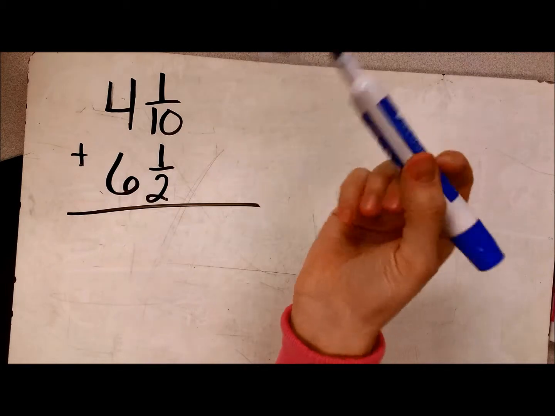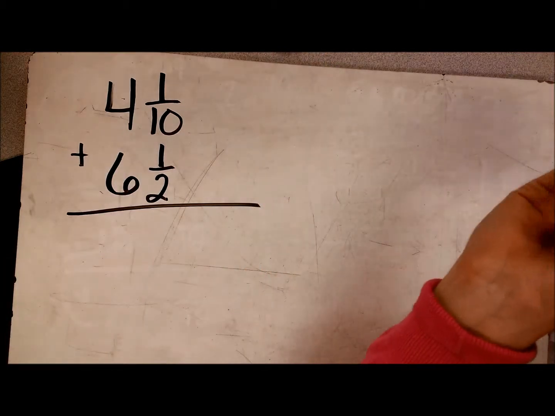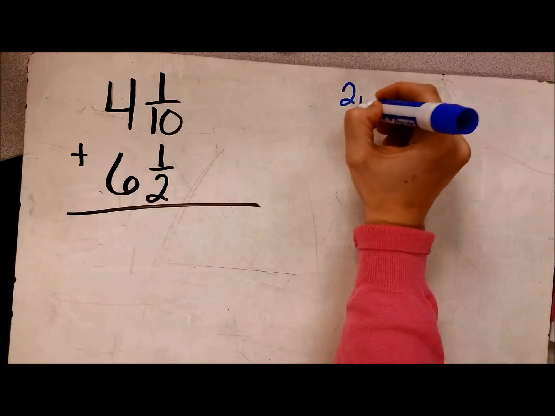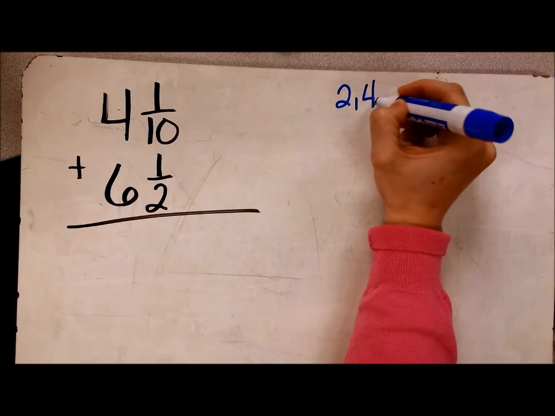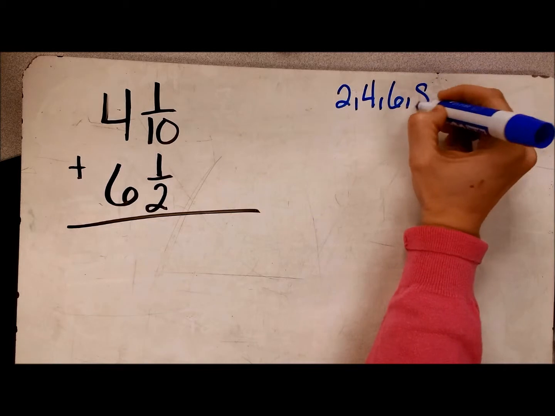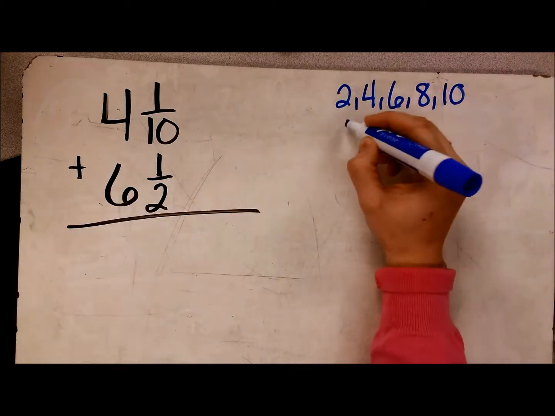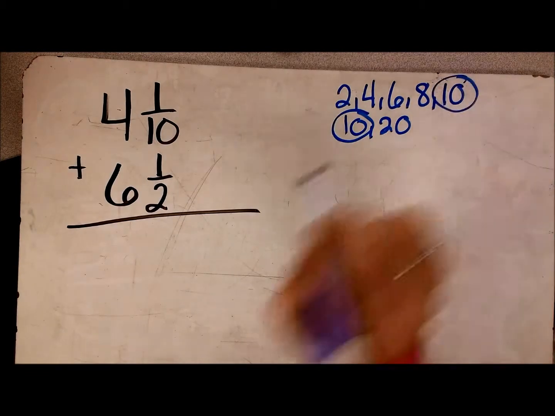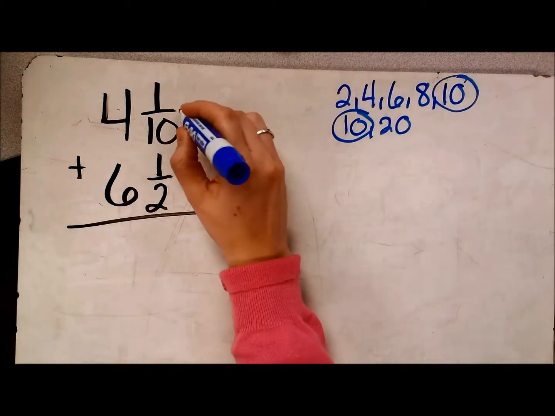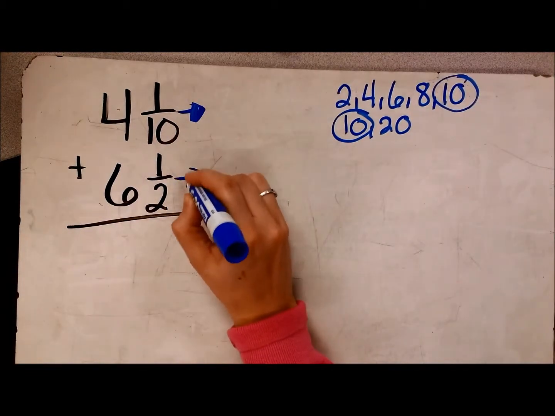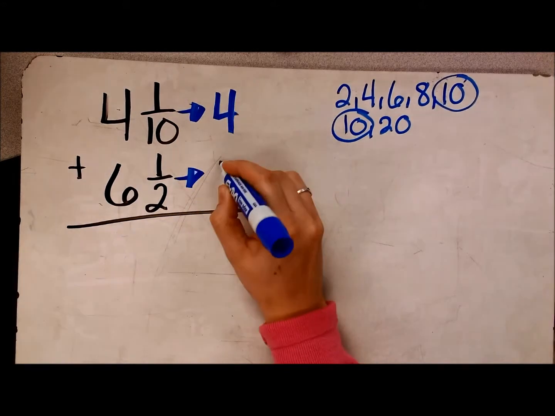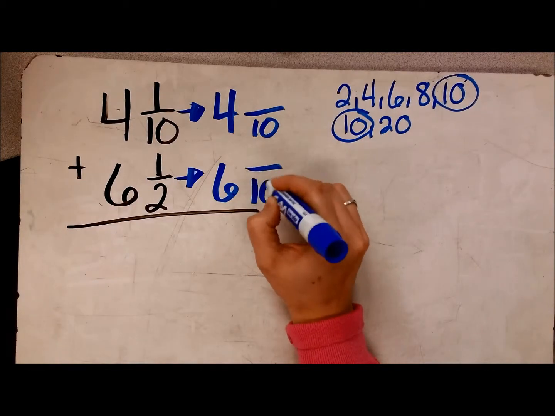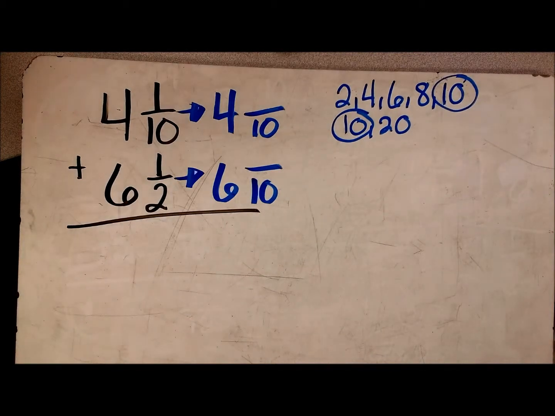Again, our first step is to find a common denominator. If you don't know the common denominator, you find the least common multiple of your denominators. Count by twos, count by tens. The least common denominator is the smallest one they share. Then you are going to rewrite your problem and find equivalent fractions with that denominator.